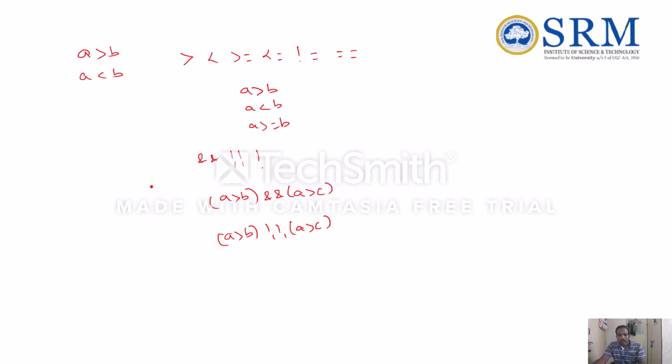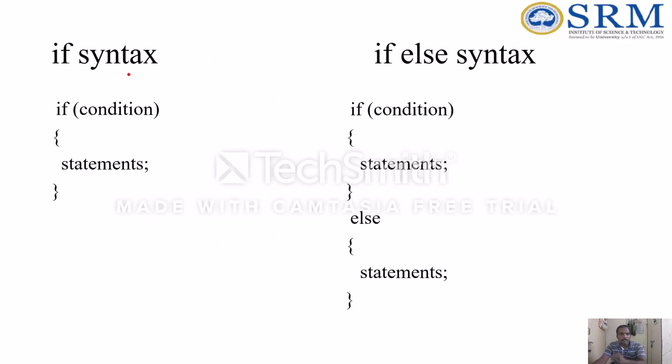First we look at the syntax one by one. First, if. The syntax is: if is the keyword, followed by the condition. Within the brackets you have to give the condition, for example a greater than b, using a relational operator. If the condition is true, these statements will be executed. This is the syntax of if.